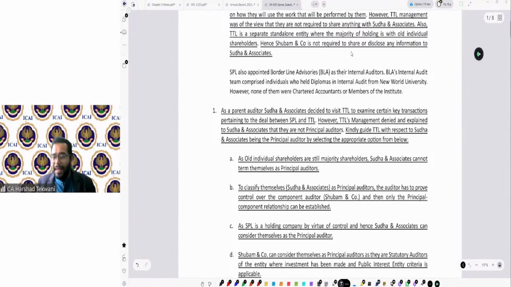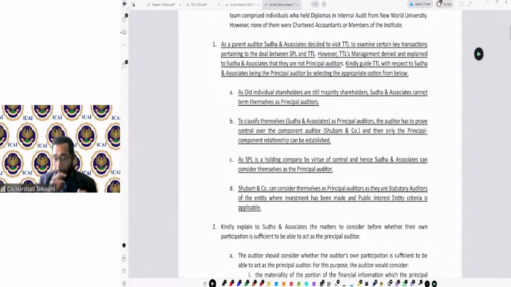So, basically, in the current scenario, as we remember, we just now discussed that if the financial information of a branch, division, or any subsidiary, joint venture, or associate enterprise is being included in the financial information of the entity which is being audited by the principal auditor, then that particular entity will be counted as a component, and the entity where the financial information will fall will be counted as your main entity, principal entity.